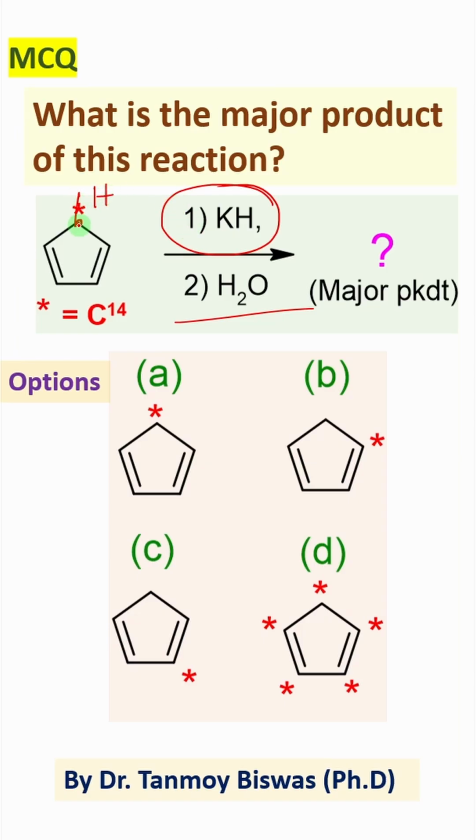By the way, this carbon is a radiocarbon, meaning carbon 14. Isotopes have almost similar chemical properties but different physical properties. So chemically, this C-H bond is almost equivalent to this C-H bond.